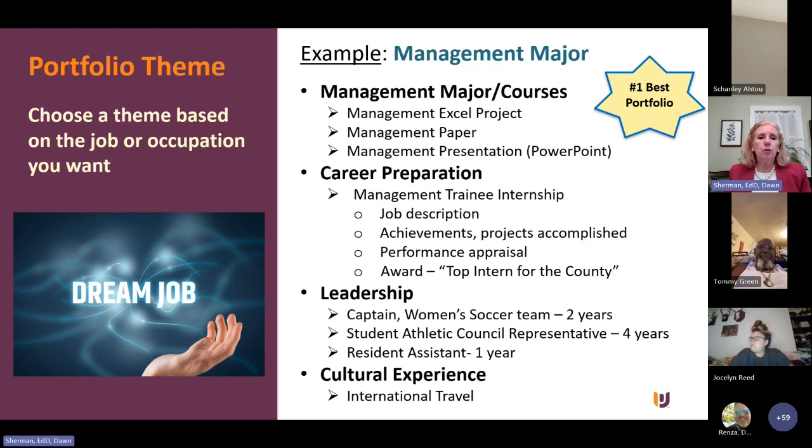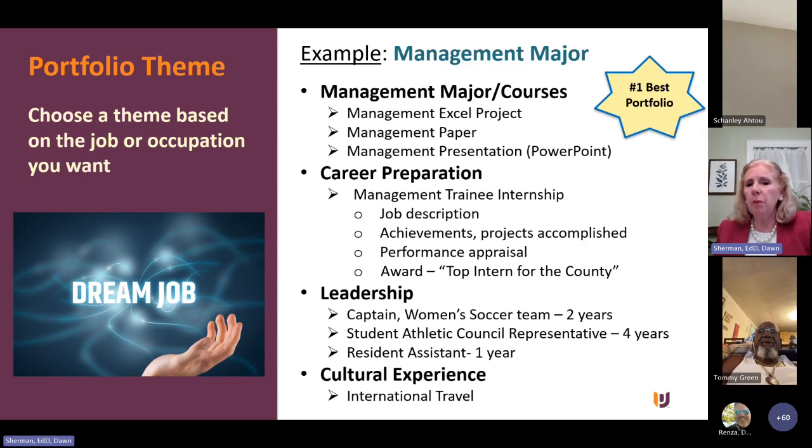So choose a theme based on the job or occupation that you want. Where do you want to go? What's next for you? That's what I would get this portfolio lined up for. Maybe it's not where you are now, but where do you want to go? And if you start to have jobs, what would they look like? So let me show you an example of a portfolio.